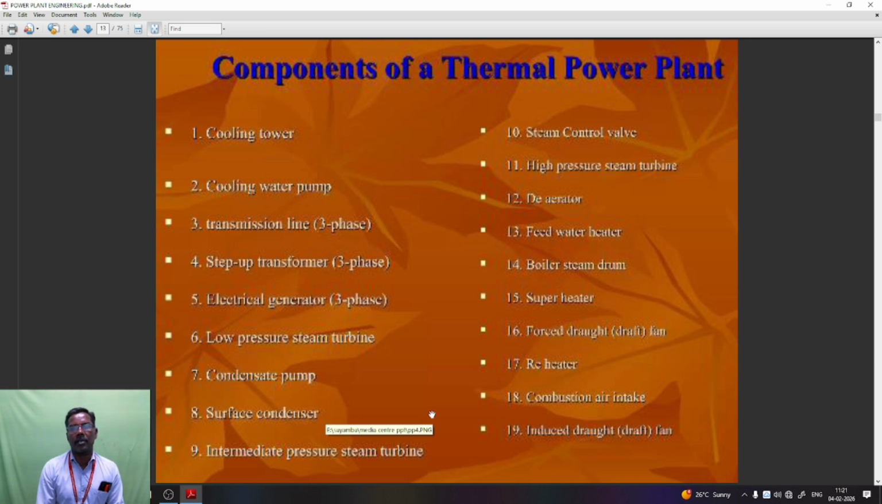These are the components of a thermal power plant: cooling tower, cooling water pump, transmission line, step-up transformer, electrical generator, low pressure steam turbine, condensate pump, surface condenser, intermediate pressure steam turbine, steam control valve, high pressure steam turbine, deaerator, feed water heater, boiler steam drum, superheater, forced draft fan, reheater, combustion air intake, induced draft fan.